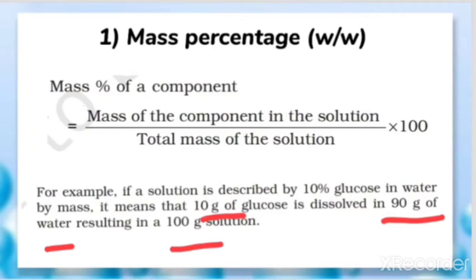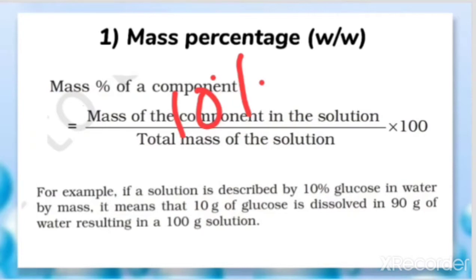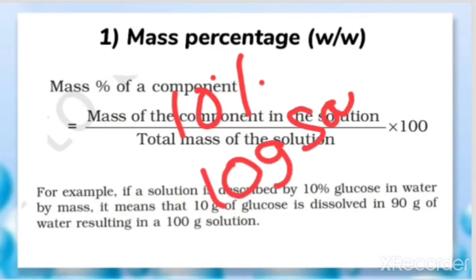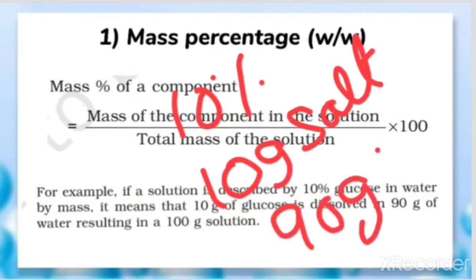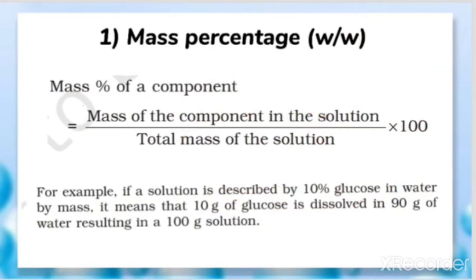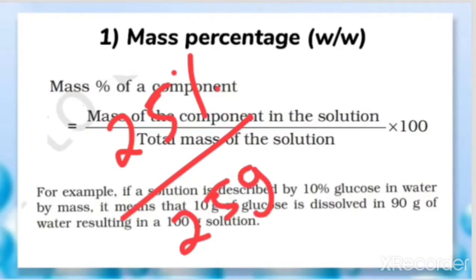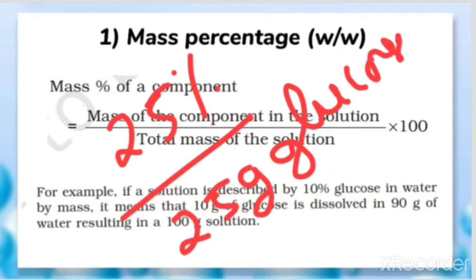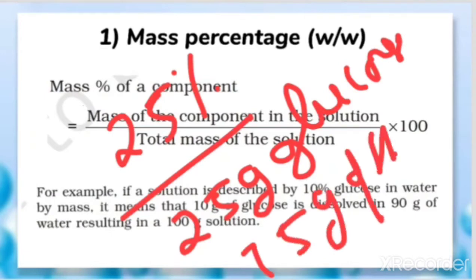Whenever it is given that it is a 10% salt solution, it means that 10 gram will be the salt and 90 gram will be the solvent in which it is dissolved. If it is given that it is a 25% glucose solution in water, it means that 25 gram of glucose, that is the solute, is dissolved in 75 gram of water. This is very important because in problems we'll usually get data in terms of percentage.